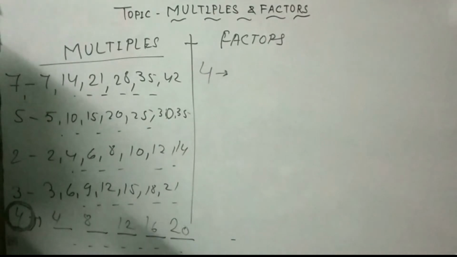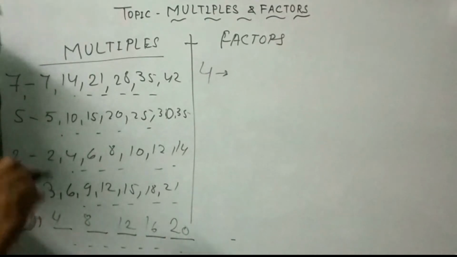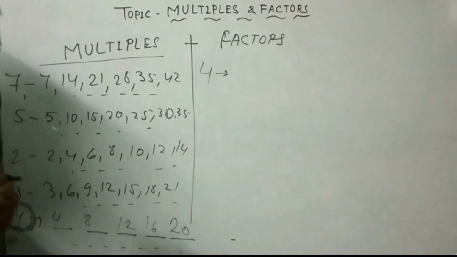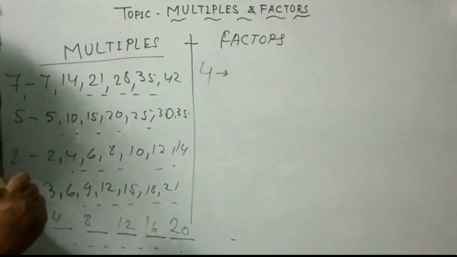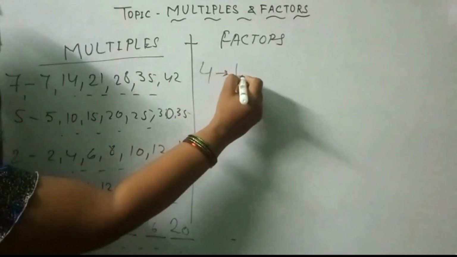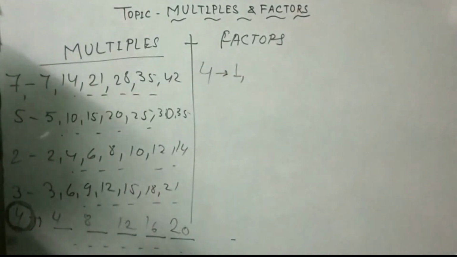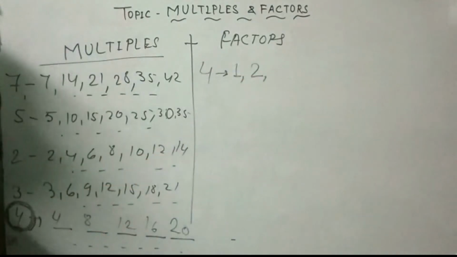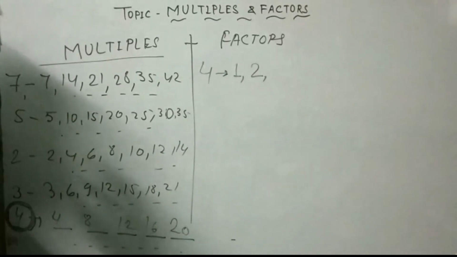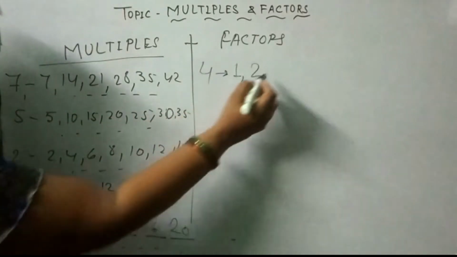So what I told you, you have to see in which table 4 will come. Right? 1 1 is 1, 1 2s are 2, 1 3s are 3, 1 4s are 4. That means in the table of 1 it will come. Then the next number is 2. 2 1s are 2, 2 2s are 4. Yes, 2 is also a factor of 4. And afterwards, 3 1s are 3, 3 2s are 6. No, 4 will not come in the table of 3. So we will take the next number 4. 4 1s are 4.